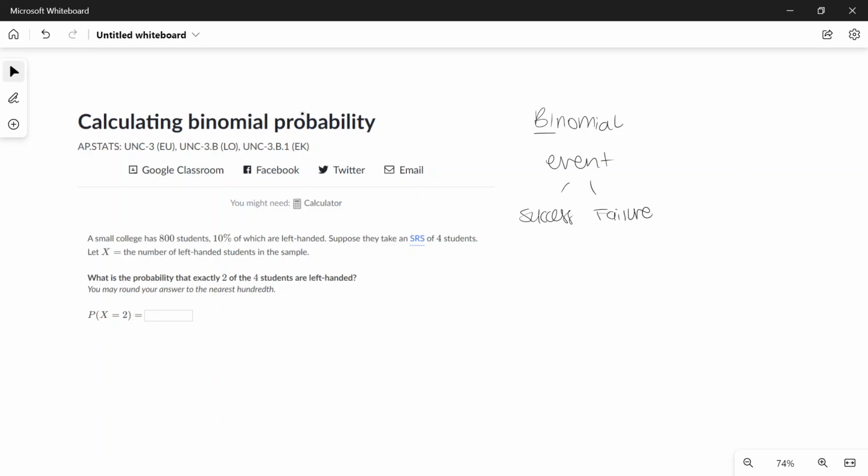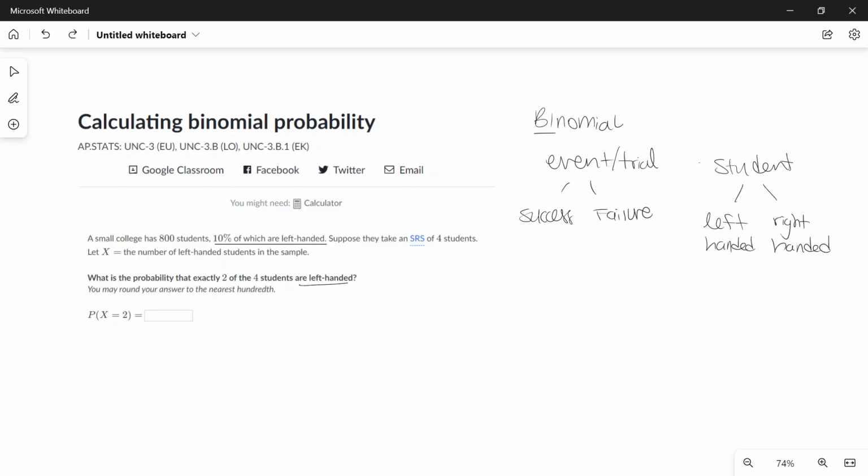In this case, each event, let's say, is a student. This is also known as a trial. So each event is a student, and for each student, they could either be left-handed or they could be right-handed. Now, how do you know which one is a success and which one is a failure? Usually, they only give you the probability of a success within one event. Because they give us the probability of those who are left-handed, that tells us that left-handed is the success that we're looking for.